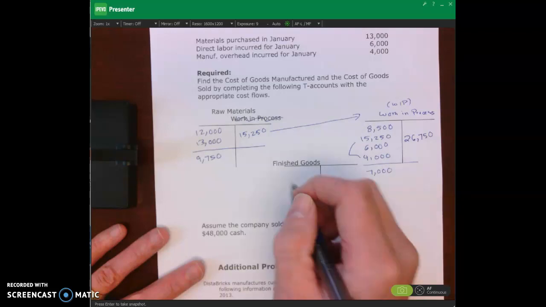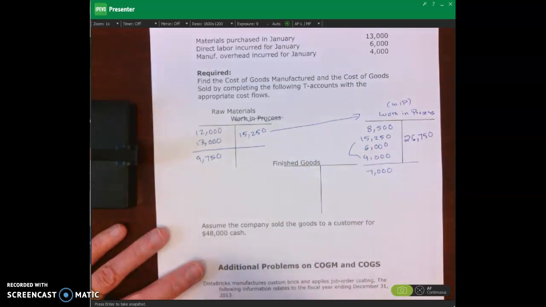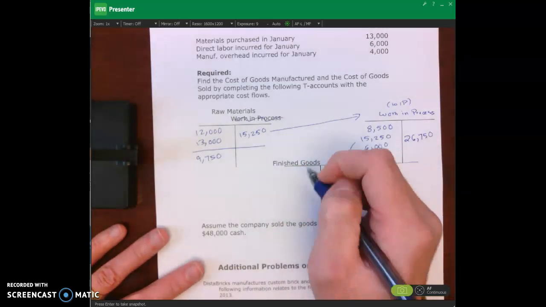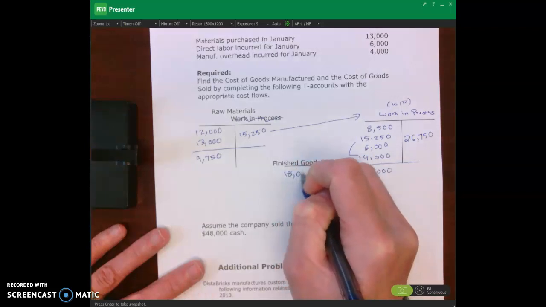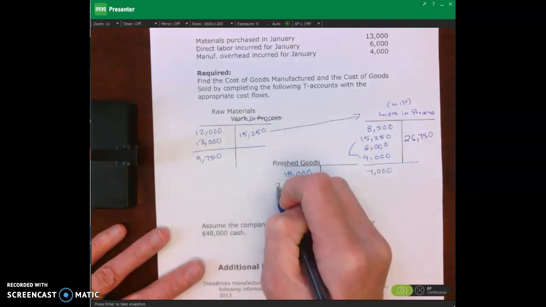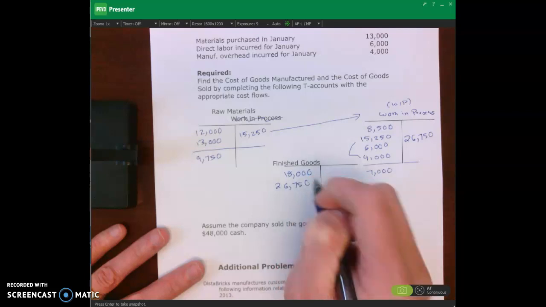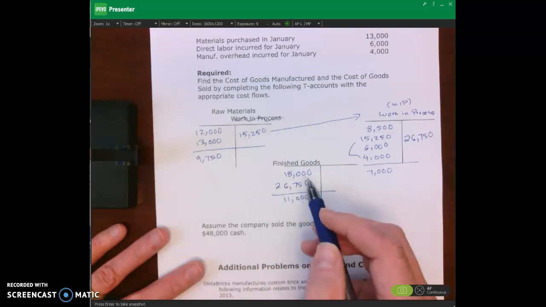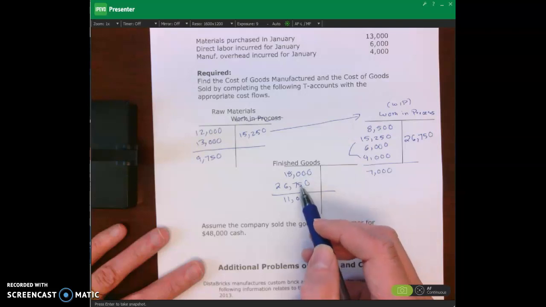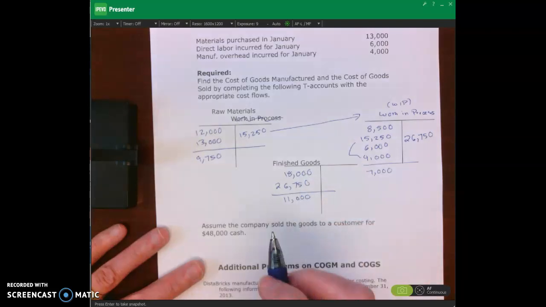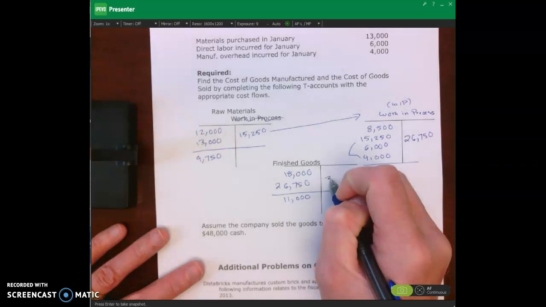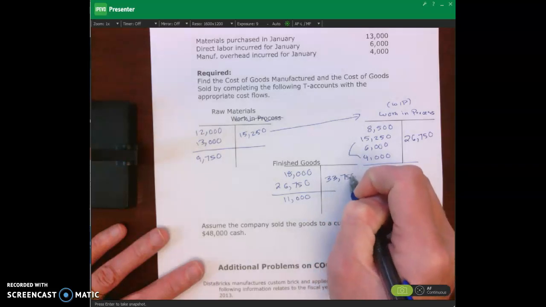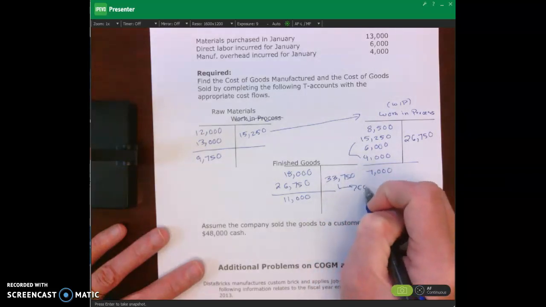And then we can calculate our finished goods. We are told on the prior page we had $18,000 beginning finished goods plus cost of goods manufactured, and then we had that $11,000 in ending finished goods. Beginning finished goods plus cost of goods manufactured minus ending finished goods gives us the credit, and that credit is our cost of goods sold.